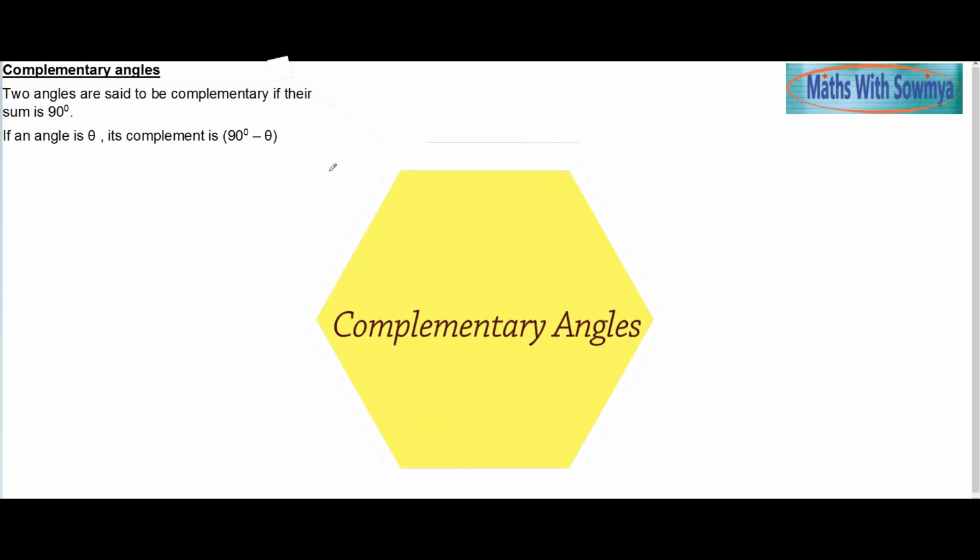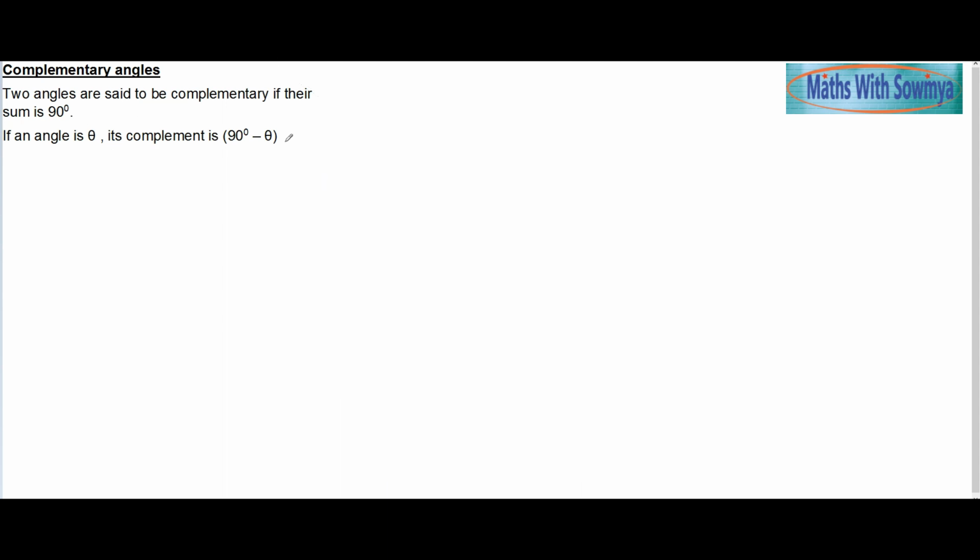This is about complementary angles. We learn about this. Two angles are said to be complementary if their sum is 90 degrees. That means if x and y are two angles and x plus y is equal to 90 degrees, we call them complementary.